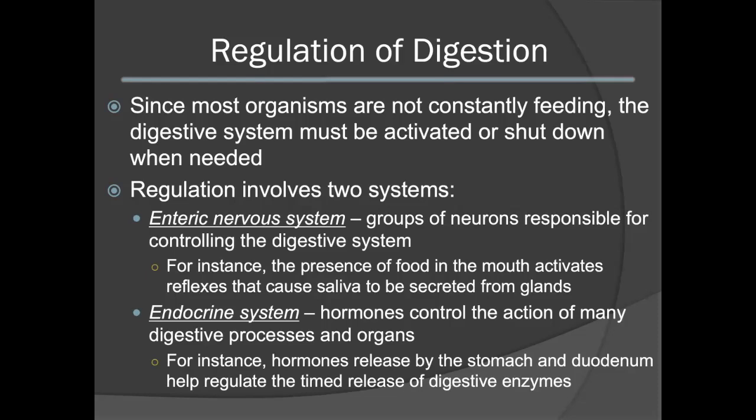The endocrine system, on the other hand, involves hormonal control. This can act on the digestive processes as well as the digestive organs. For instance, hormones that are released by the stomach and duodenum will help regulate the timed release of the digestive enzymes to optimize digestion and eventual absorption as the food material passes through the digestive system.